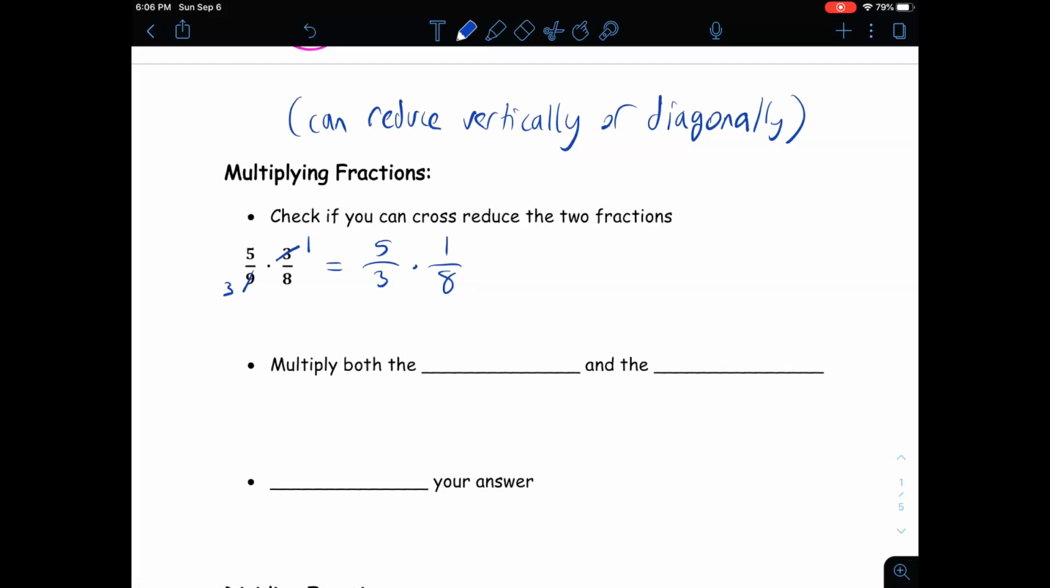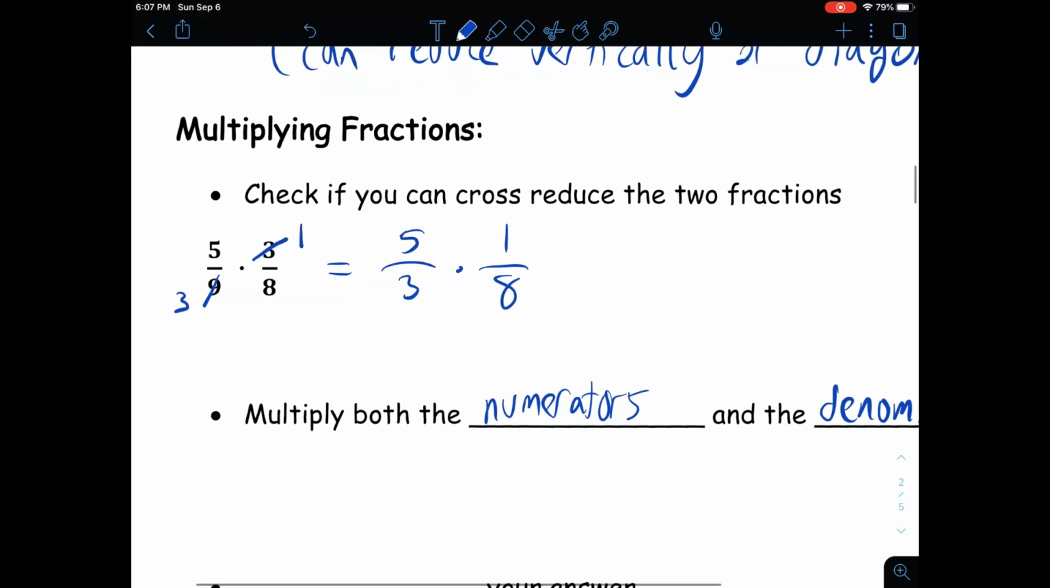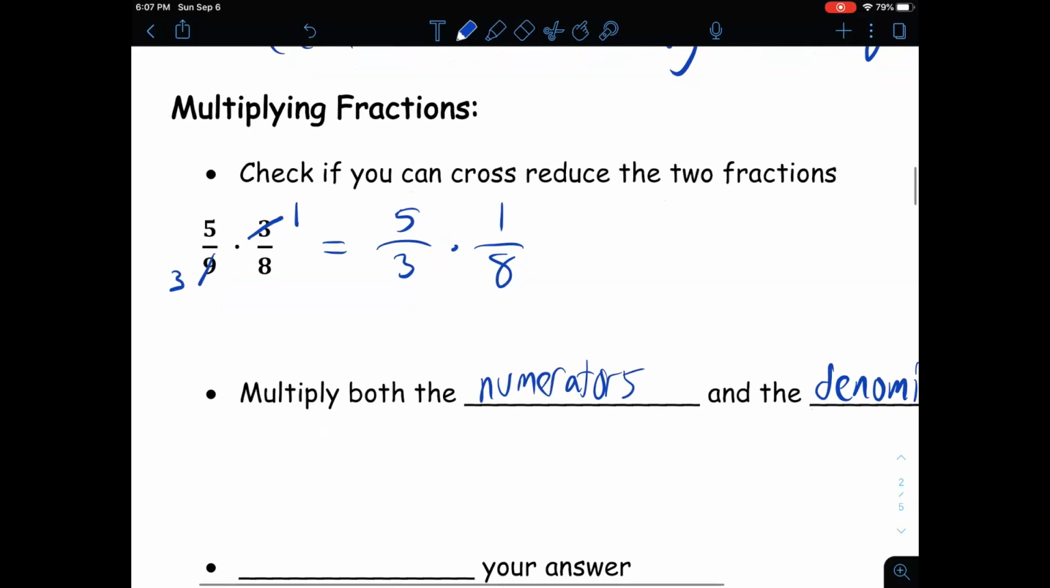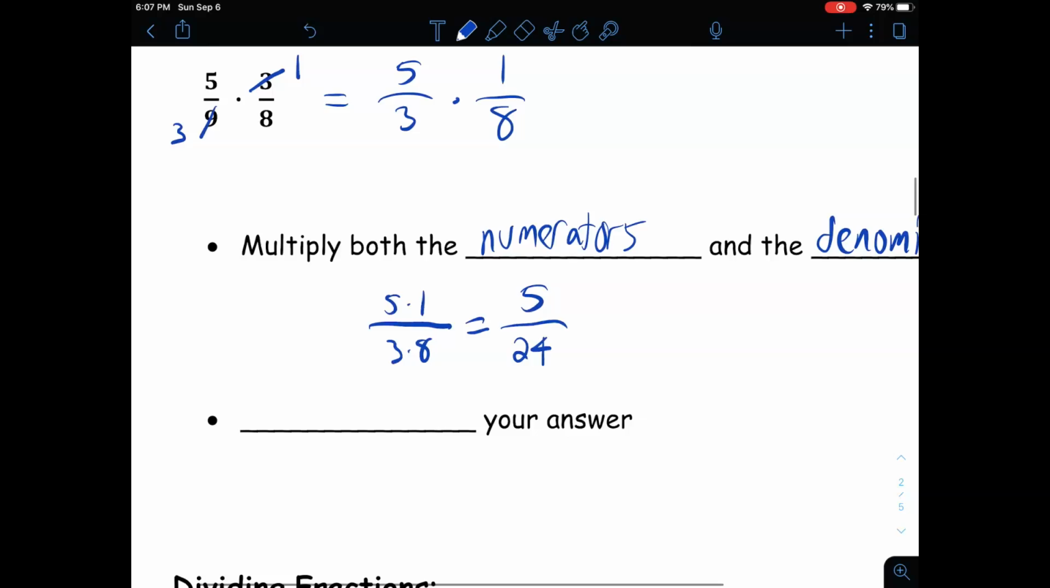All right, and then it's multiply both the numerators and the denominators. So it's multiplying fractions, no big problem. Top times top over bottom times bottom. What's 5 times 1 going to be? And what's 3 times 8? 5 times 1 equals 5, and 3 times 8 is 24.